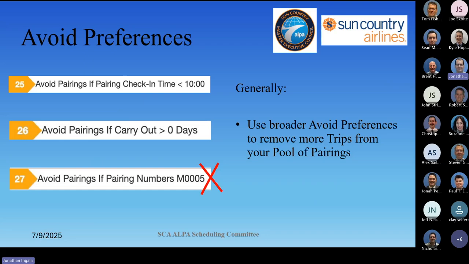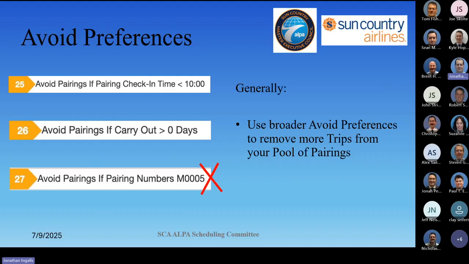And in line 27, we've got a red X here, just reminding us that yes, you can say avoid pairing if the pairing number is M005. If you want to do that, you can totally do it. But if that's, say, an AM Vegas turn, it's better to tell the system why you don't want to do that kind of flying. Is it because you don't like going to Vegas? Is it because you don't like AM turns? Is it because it's not worth enough credit? Is it a combination of all of these things?